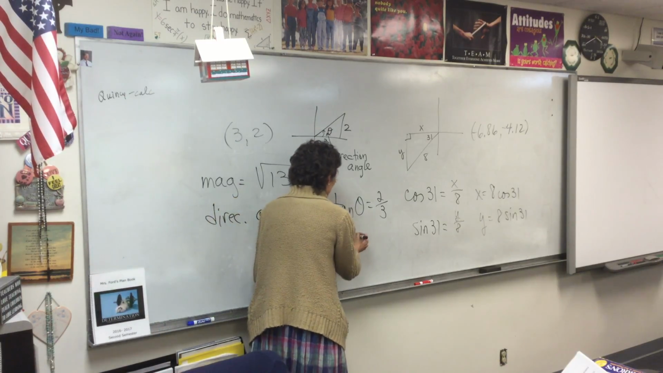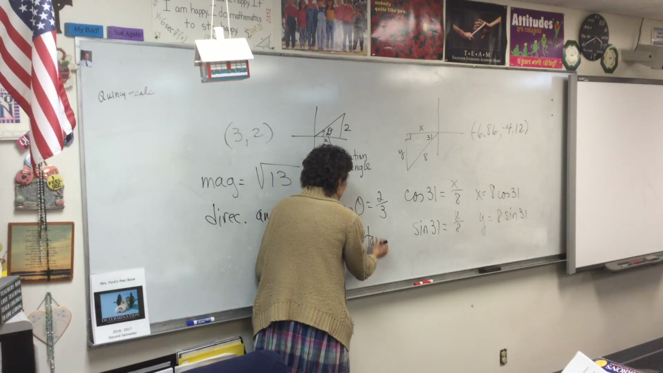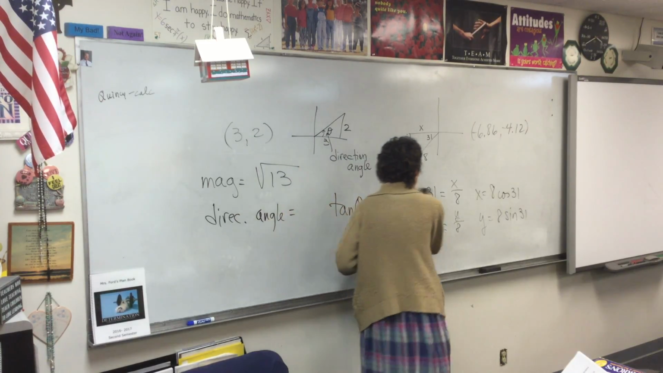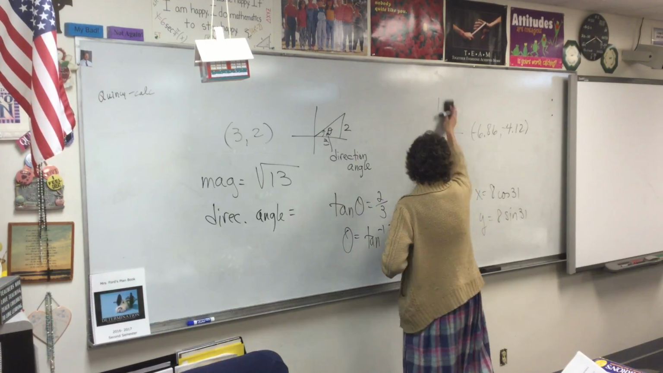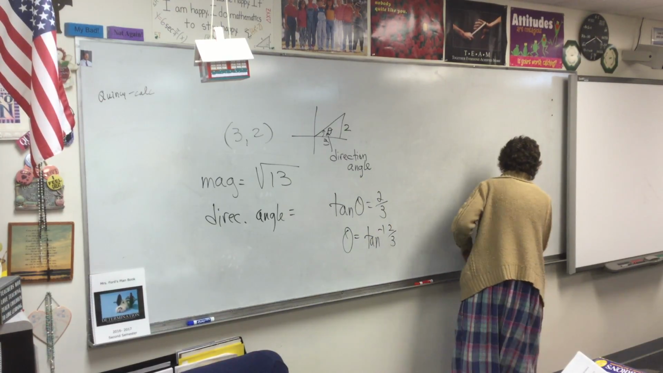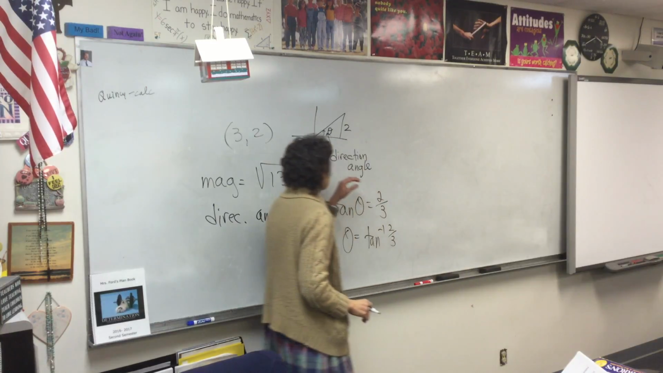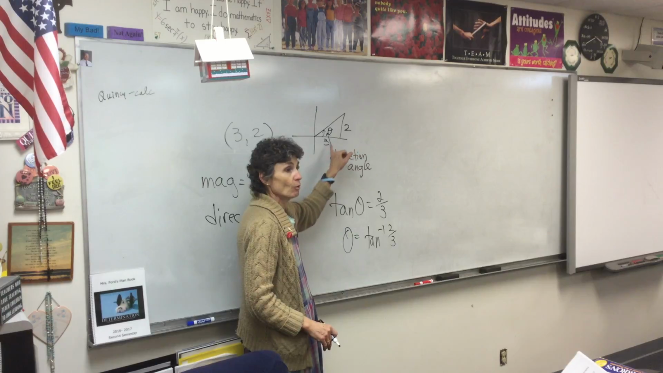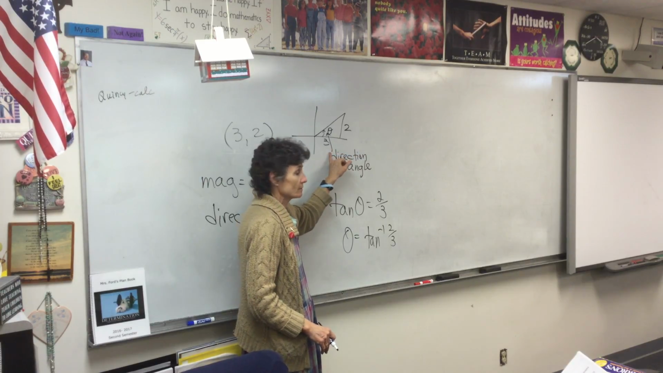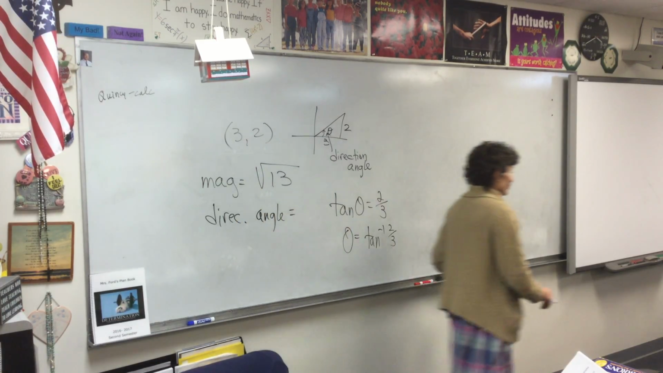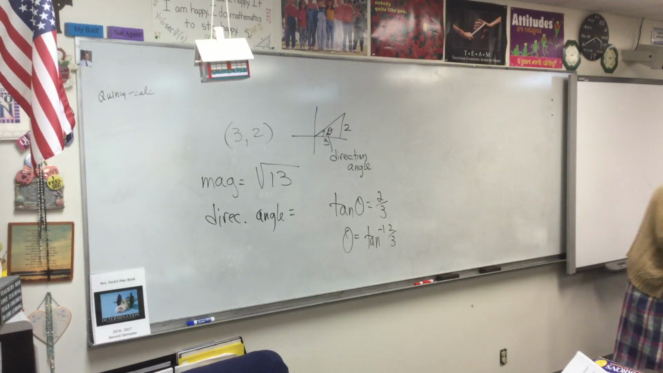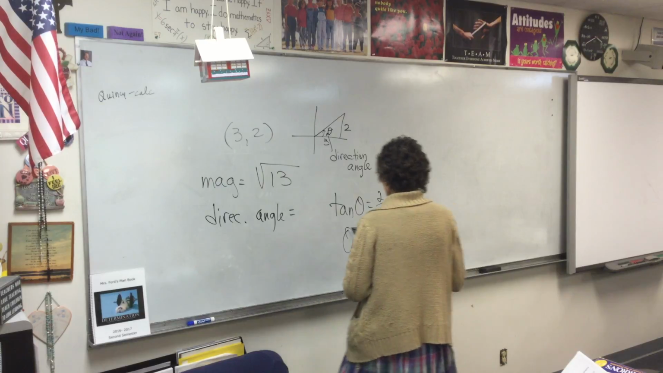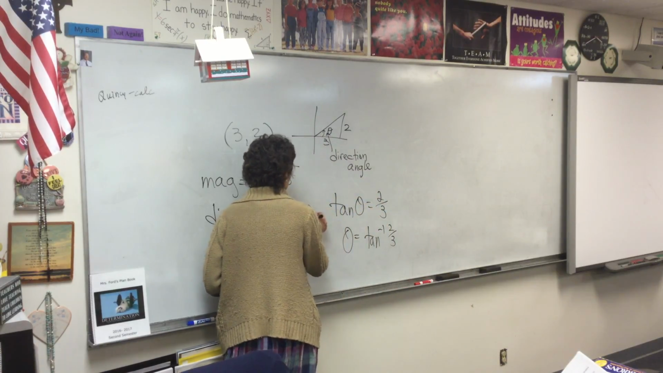So the angle is found by using my special tangent button. That's how I find an angle. I use my special tangent. How did I know the tangent was 2/3? Tangent is opposite over adjacent. So the direction angle is 33.69 degrees.